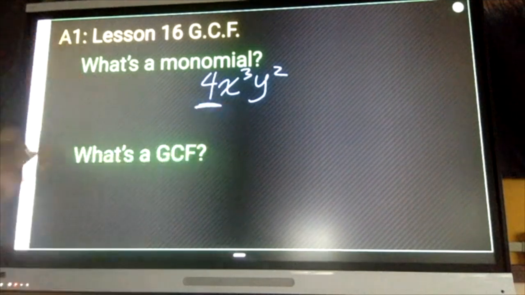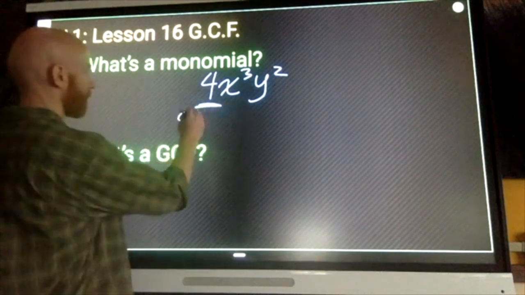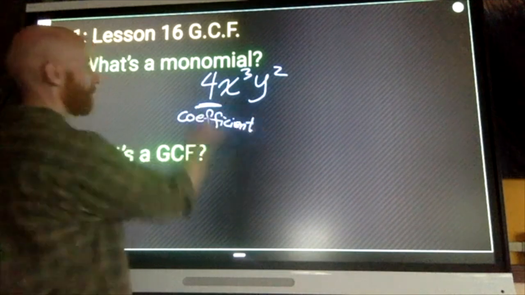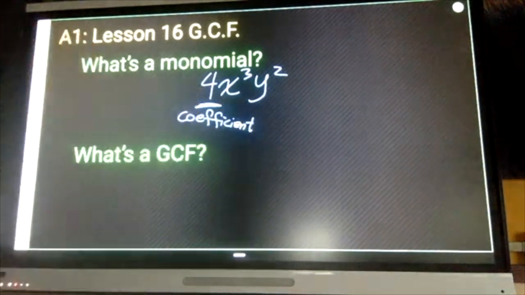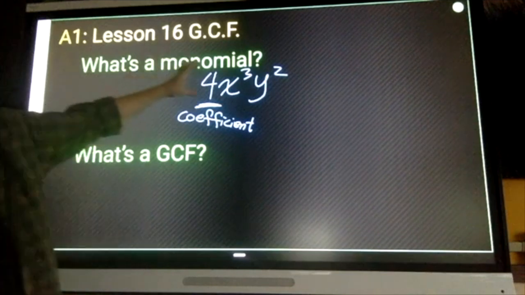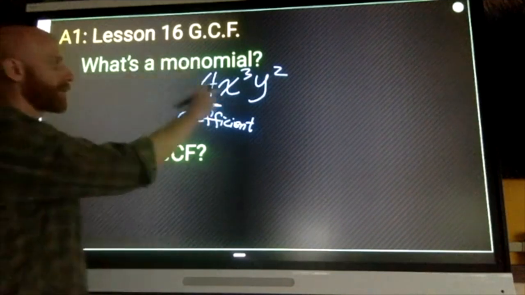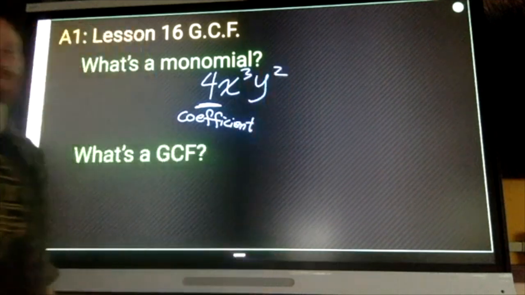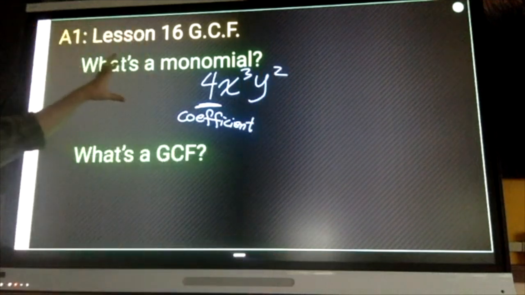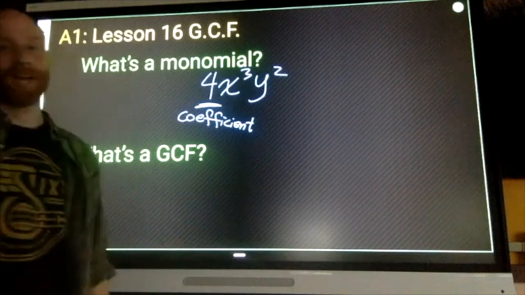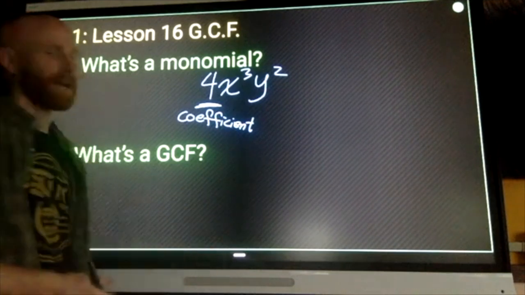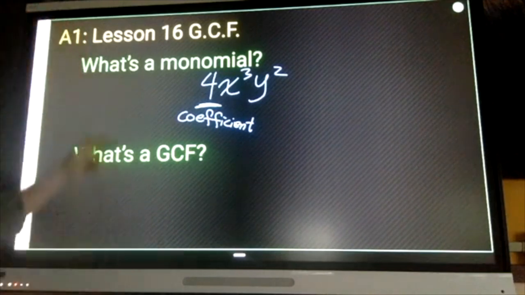has potentially, it doesn't have to have, a coefficient. But if there is a numerical part, it'll be called a coefficient, a whole number. Coefficient multiplying variable terms, right? Variable terms might be taken to exponents. That's a monomial, okay? No pluses allowed, no minuses allowed, no divided by allowed, only multiplication.